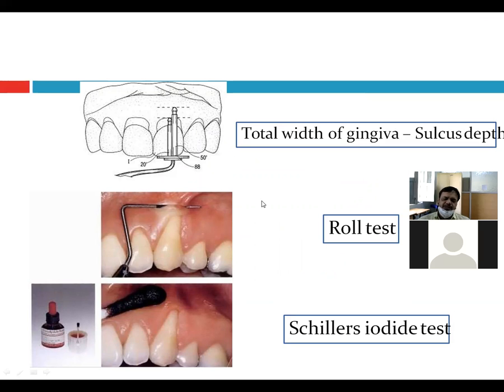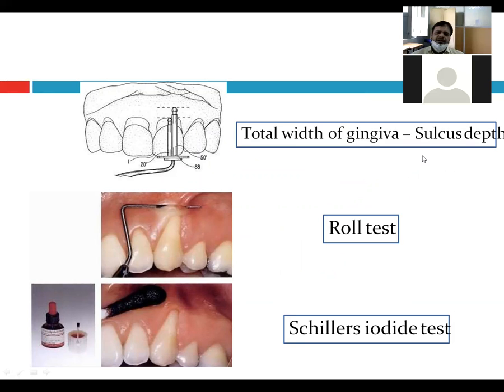There are some tests to determine the width of attached gingiva. One is the total width of gingiva, that is, keratinized gingiva minus the sulcus depth is termed the width of attached gingiva. Another test is the roll test. We roll the blunt end of an instrument or any probe from the alveolar mucosa coronally towards the free gingival margin. This will determine the width of attached gingiva.